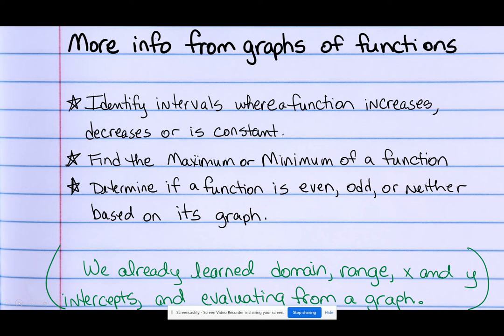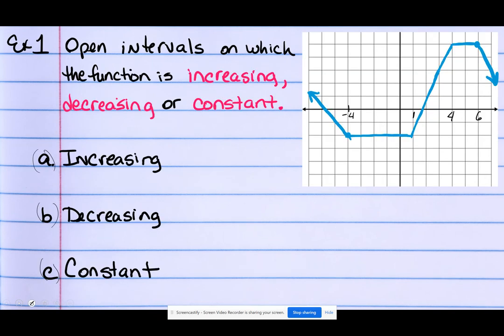We're also going to find the maximum or the minimum of our function. These are sometimes also called relative maximums, relative minimums. And we're also going to determine if a function is even, odd, or neither based on the graph. There is an algebraic technique that I will not go over here, just from the graph. Now, we've already learned domains and range, x and y intercepts, and evaluating from a graph. See the previous video if you need assistance with that.